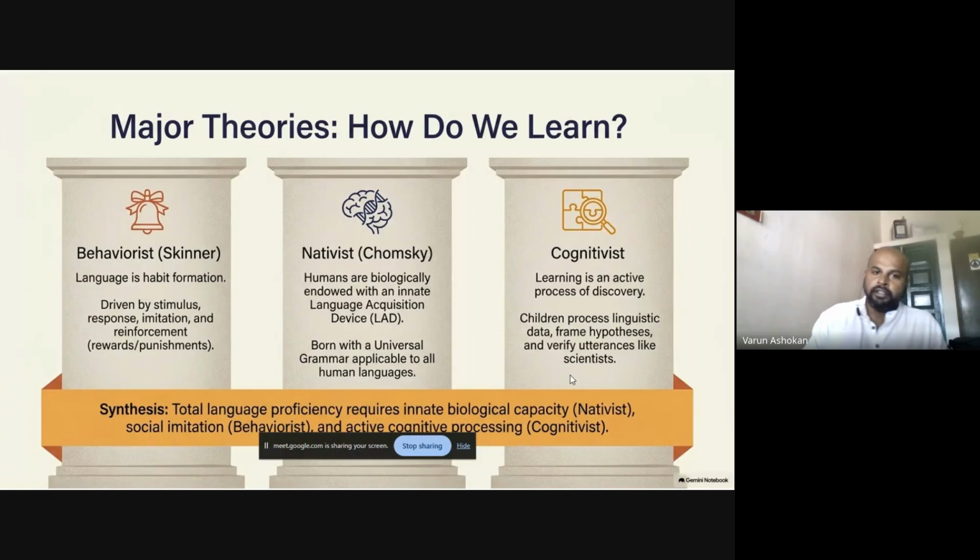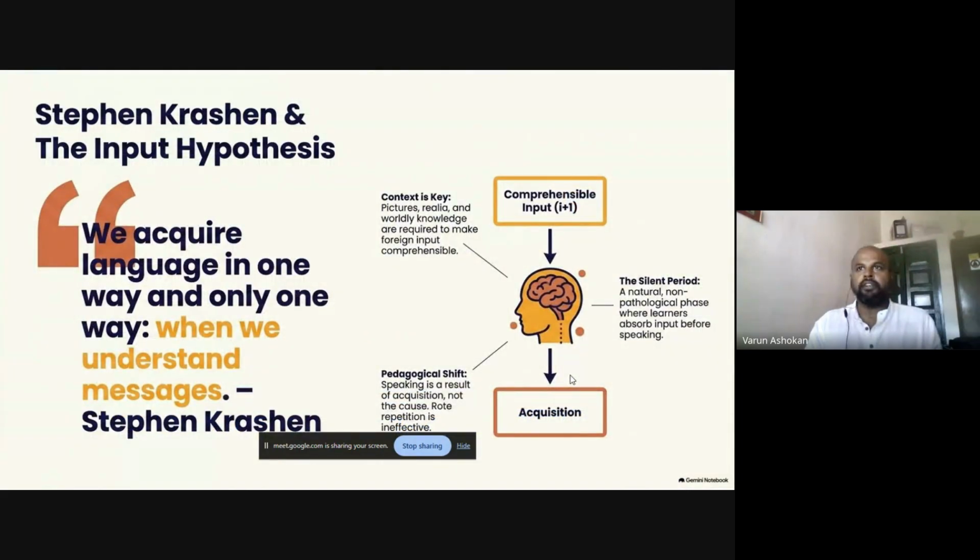This is proposed by cognitive theory. You know Chomsky, and the behaviorist theory also. We all know behaviorist theory. Next, I'll try to cover Stephen Krashen.